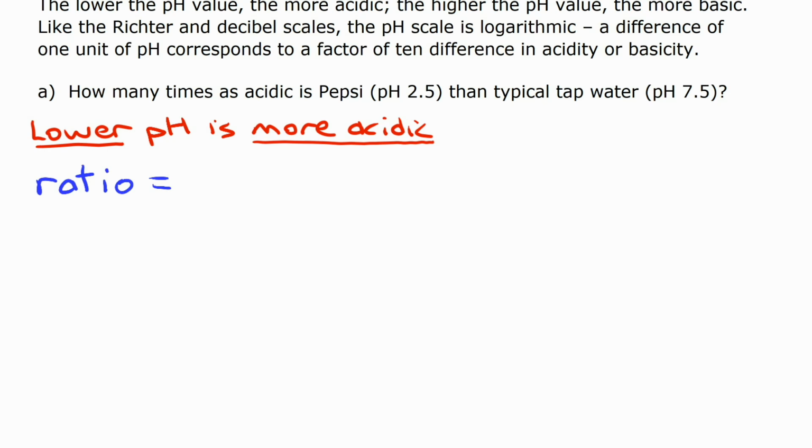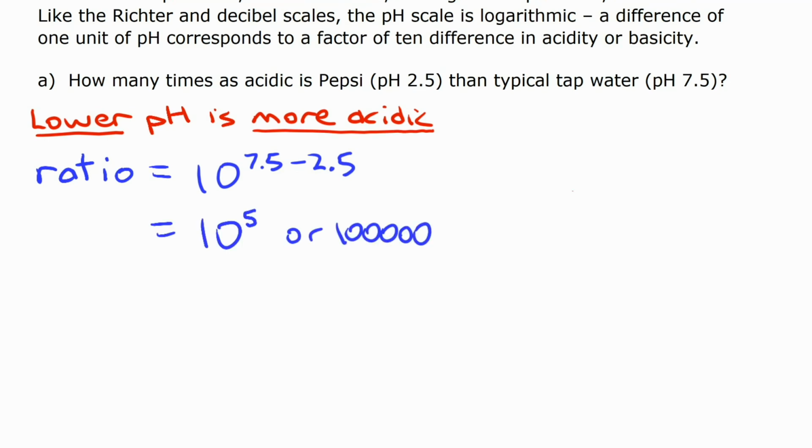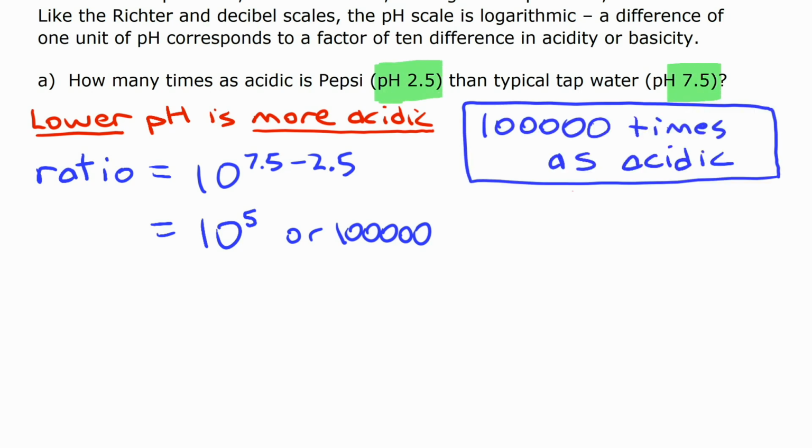So when we write an expression to represent the ratio, either as a ratio or as a difference of powers like that, as a power of 10, we want to do 7.5 minus 2.5, which is, of course, 10 to the 5, or 100,000. And so even though this is a lower pH than this, we're going to say that it is 100,000 times as acidic. Pepsi is 100,000 times as acidic as typical tap water. Typical tap water is actually slightly basic. It's above 7 at 7.5, and Pepsi has this fairly low pH of 2.5.